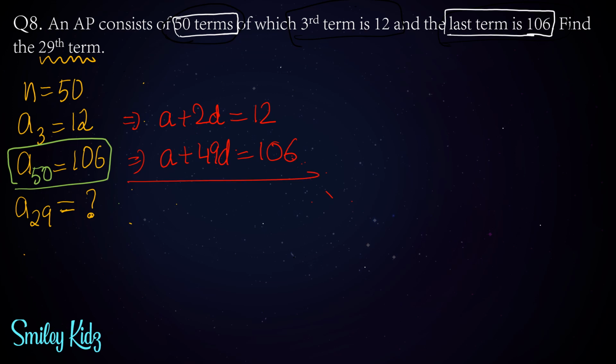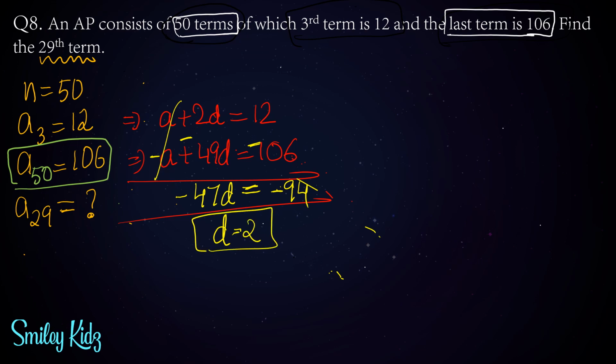Now I'm going to simply subtract both of them. Then we have minus 47D is equal to minus 94, isn't it? Minus 106 plus 12 is going to give me minus 94. Now what is the value of D? The value of D is 2.